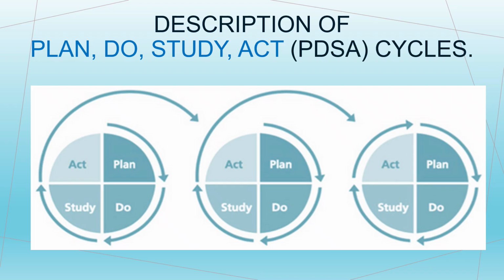In the plan stage, a change aimed at improvement is identified. In the do stage, it sees the change tested. The study stage examines the success of the change, and the act stage identifies adaptations and next steps to inform a new cycle.